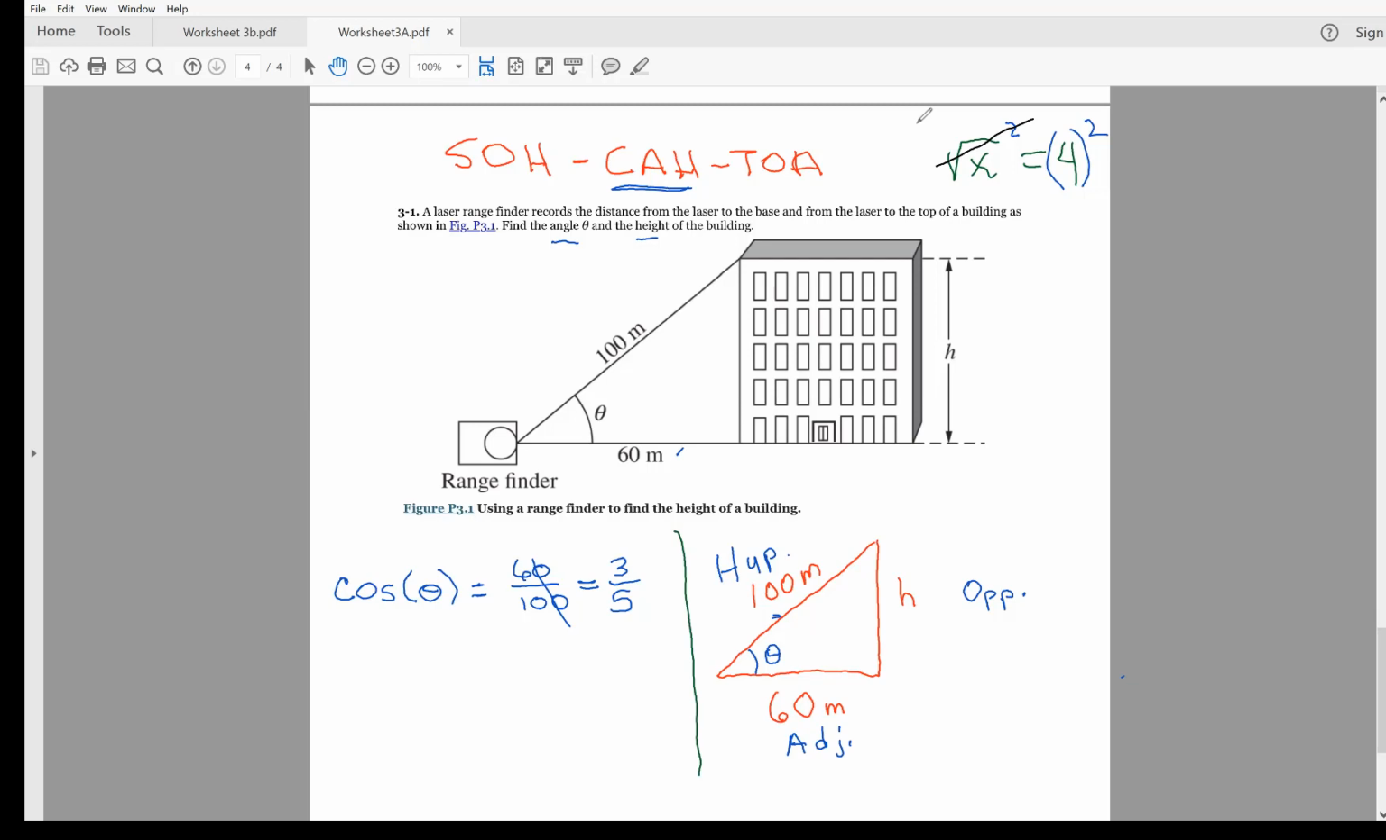I cannot divide by cosine any more than I could divide by the square root. Instead, I'm going to take the inverse of both sides. The inverse and the cosine cancel just like the square root and the square cancel. And I get theta is equal to the inverse cosine of 3/5.